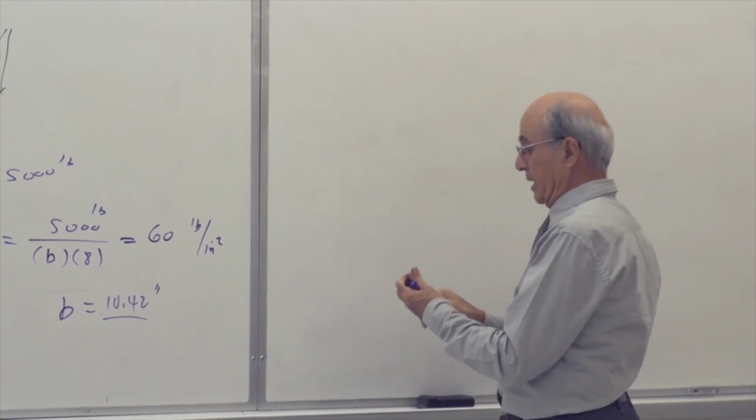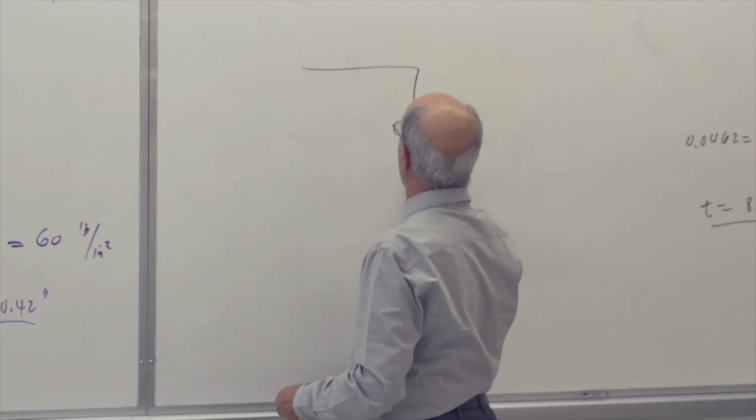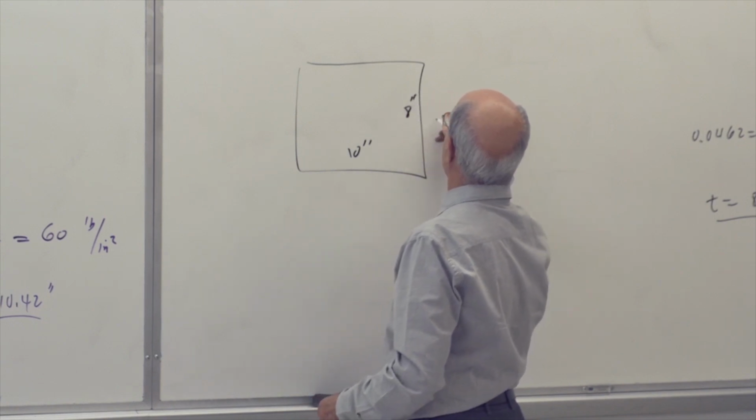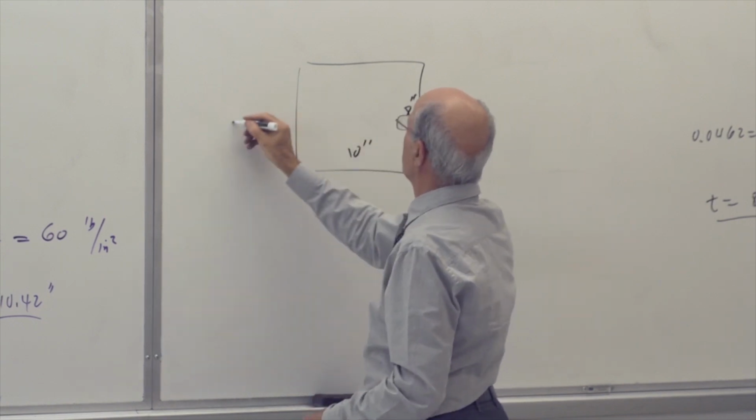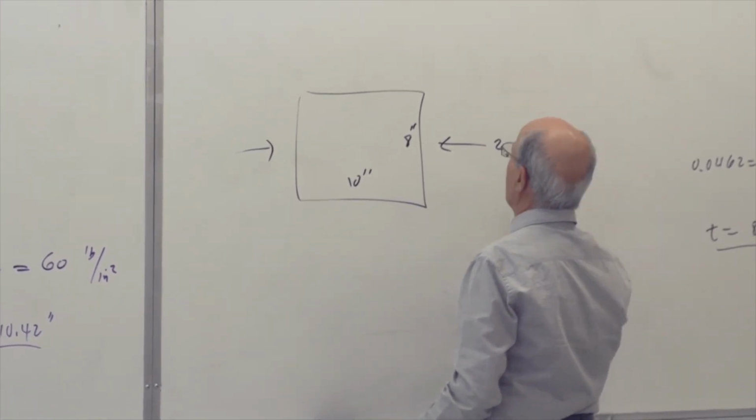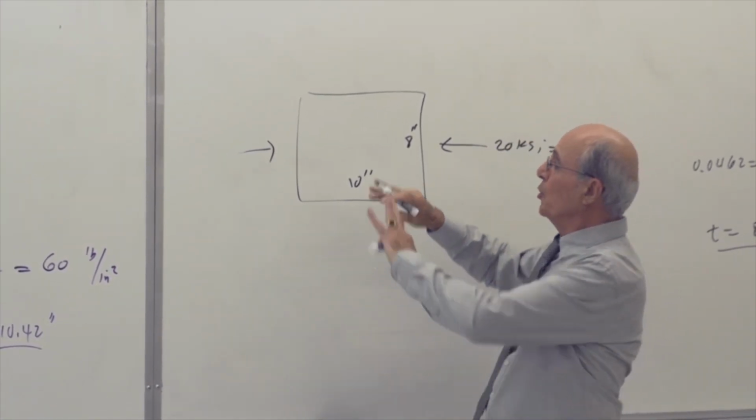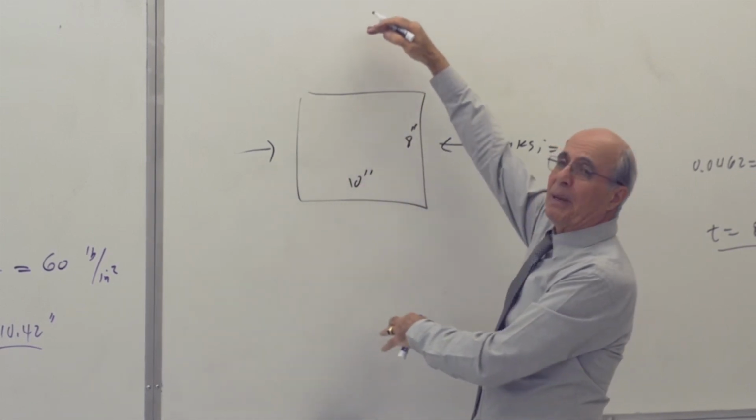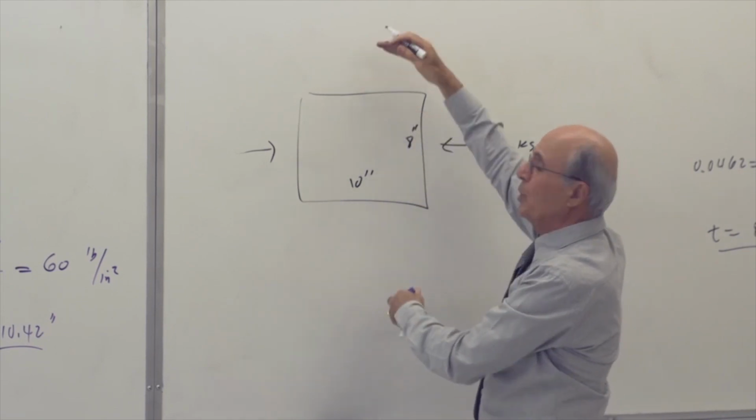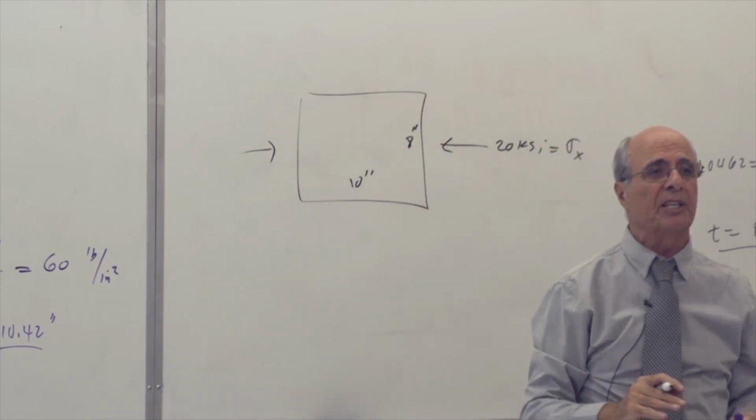Here is the same plate I had before. Remember, this was 10 inches by 8 inches. And let's say that I put this under a compression stress of 20 KSI. This is sigma. If I put this sigma here and nothing else, it's going to expand that way and expand the other way, because this is compression. It is free, yes or no?